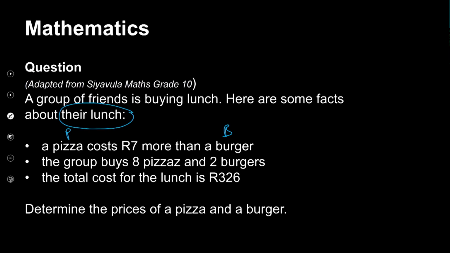Now, a pizza costs 7 Rand more than a burger, right? So it means if a burger is 20 rand, then a pizza will be 7 rand plus the 20 rand, right?